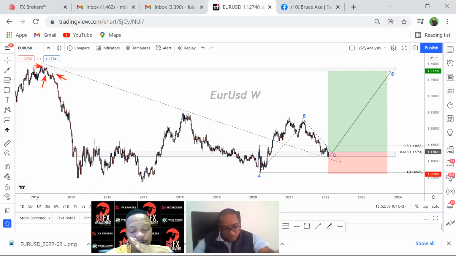So if price breaks a weekly trend line, it has to come back to that level. So you know that it's going to go back to that level. That's how you're going to make money, because you know where price is going to go.